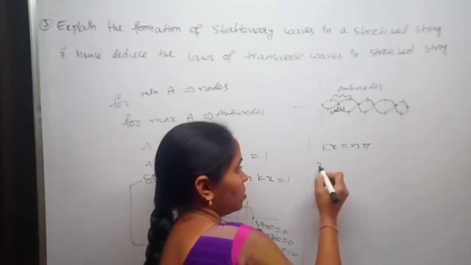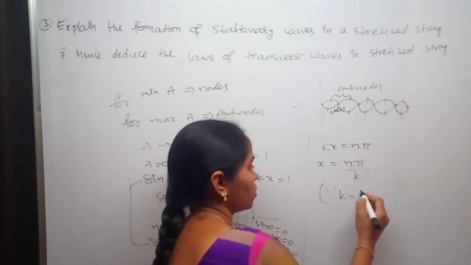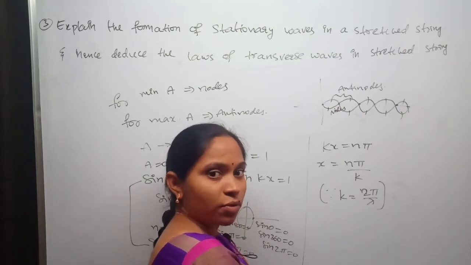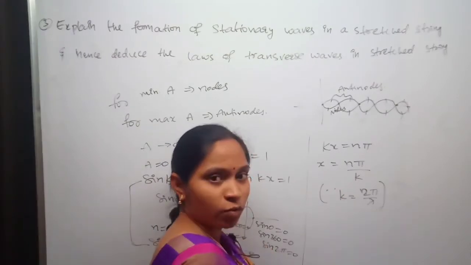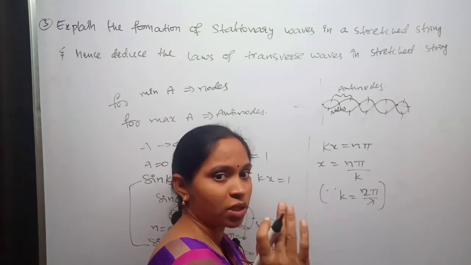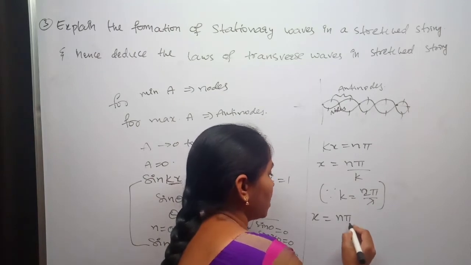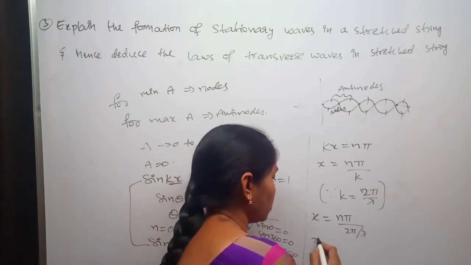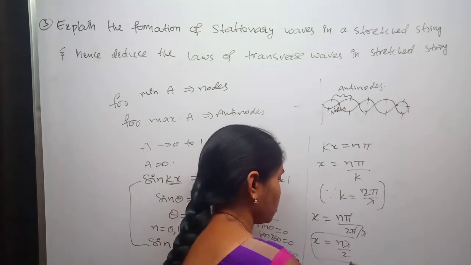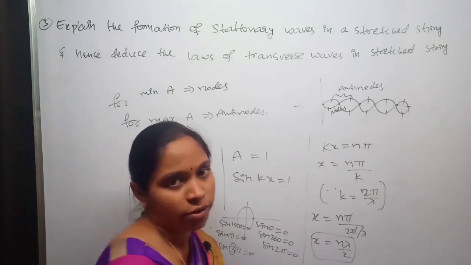And this x equals n pi by k, and we know that k is equal to 2 pi by lambda, we had already derived this equation in our previous lecture. For the derivation part, you just go through our playlist of the waves chapter. Now substituting in this equation n pi by 2 pi by lambda, therefore x equals n pi cancel, n lambda by 2. At these positions, n lambda by 2, we will have nodes.